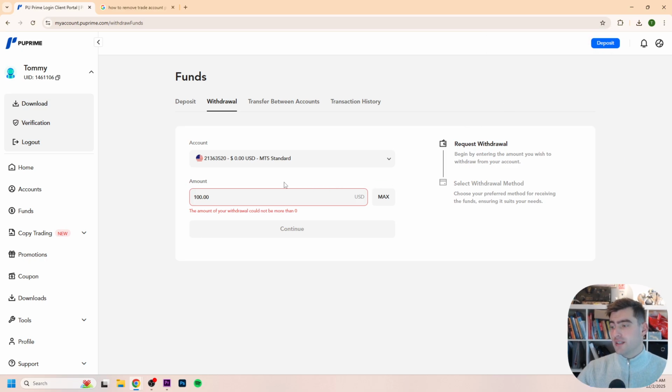So right now, if you can see, I don't have the level 3 verification. So that is important before you withdraw. So make sure that you do that verification, then withdraw your money, and then you can trade on PU Prime.